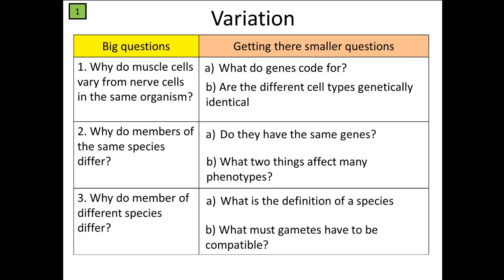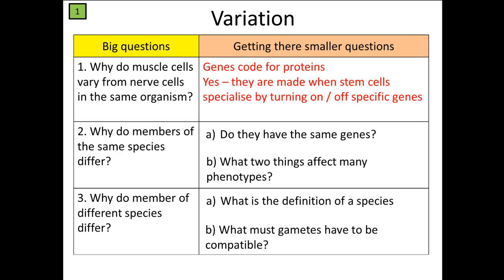So variation, there are three measures of variation. These are big questions. Why do muscle cells vary from nerve cells? So in an individual, why do cells vary? To help us get there, what do genes code for? Well, they code for proteins. And are all the different cell types genetically identical? Yes, they are, because they've come from that original sperm meeting egg.